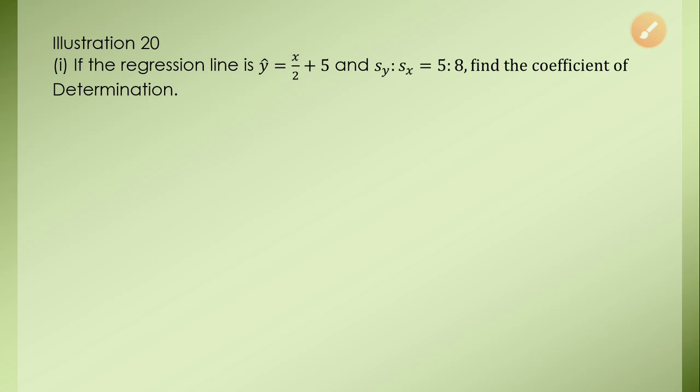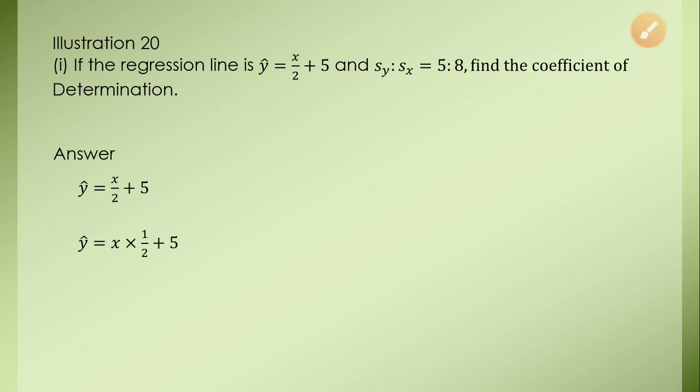If you want to solve any question, you should know two things: what is given and what is asked. If you properly know what is given and what is asked, then you can solve it, by turning from what is given to what is asked with the formulas. So, let's analyze what is given. Y cap is x by 2 plus 5. Now, what does this x by 2 mean? It means that x is multiplied by 1 by 2 and 5 is added.